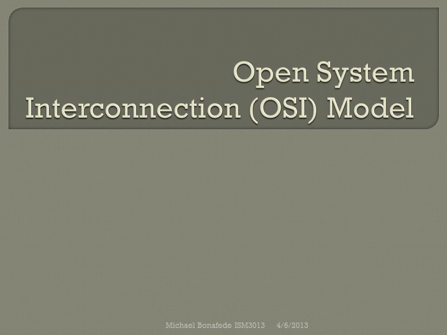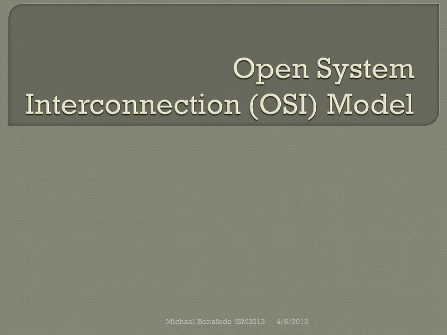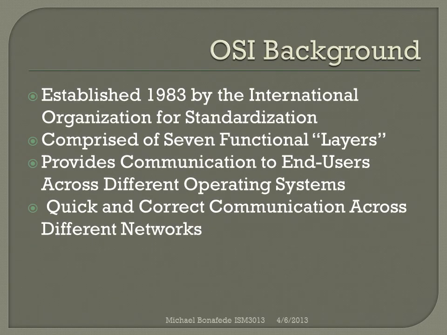It is my pleasure to introduce the Open System Interconnection Model, otherwise known as the OSI model. The OSI model was established in 1983 by the International Organization for Standardization. The OSI model is comprised of 7 functional layers. The layers provide communication to end users across different operating systems, as well as providing quick and correct communication across different networks.